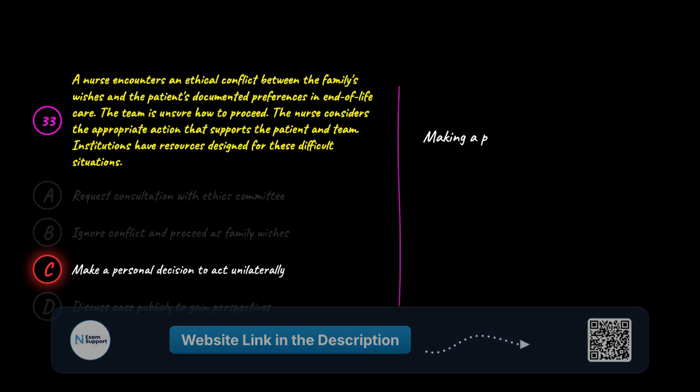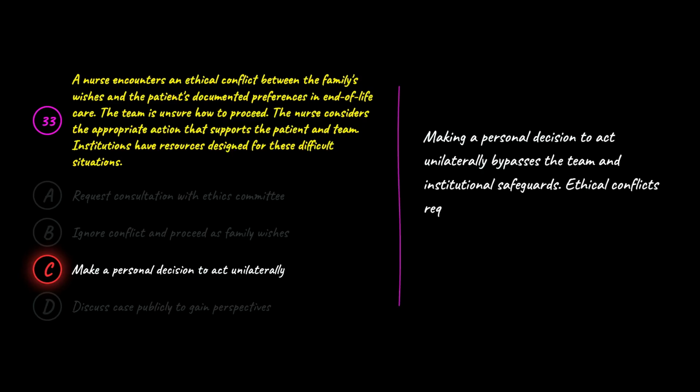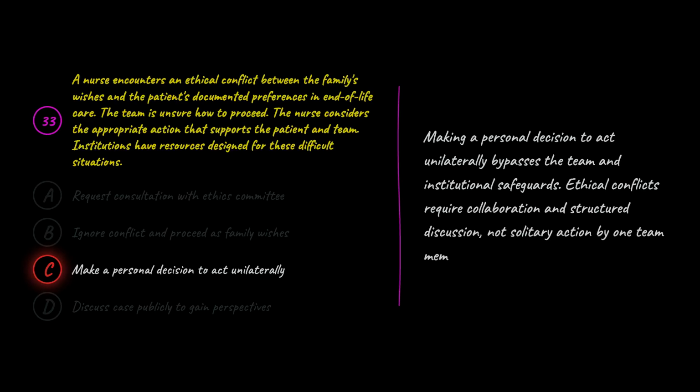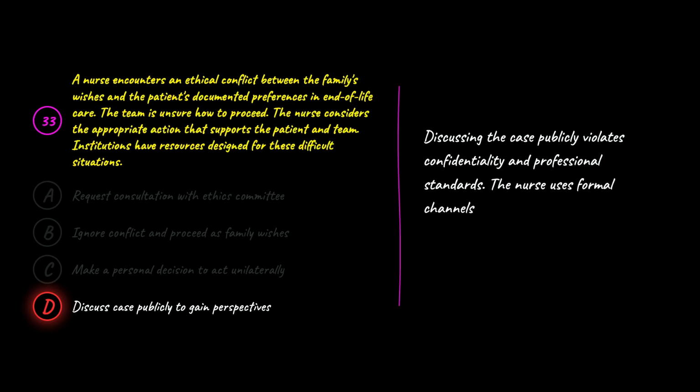C is wrong because making a personal decision to act unilaterally bypasses the team and institutional safeguards. Ethical conflicts require collaboration and structured discussion, not solitary action by one team member, no matter how well-intentioned the choice seems. D is wrong because discussing the case publicly violates confidentiality and professional standards. The nurse uses formal channels like ethics committees rather than public discussion to address conflicts that involve specific patient information and decisions about care.